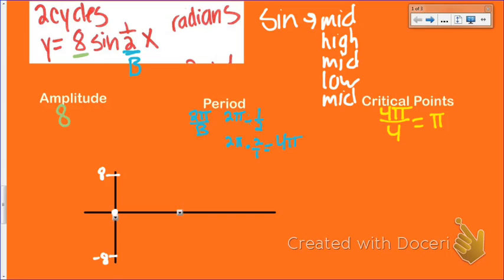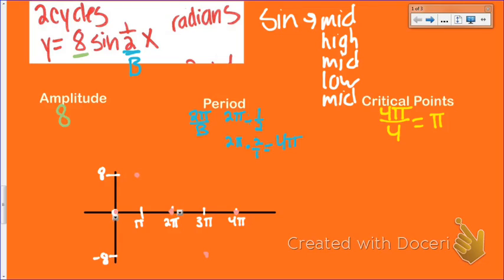So my next point after the middle, I go to high. So my next point will be pi away from that, which is 1 pi, followed by 2 pi, followed by 3 pi, and 4 pi. We'll just graph those for right now to look at. So if I start here, my very first point's mid, and then high, and then mid, and then low, and then back to mid. And that is one cycle of my graph.